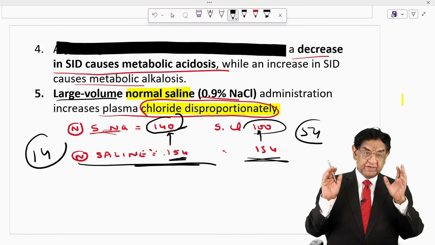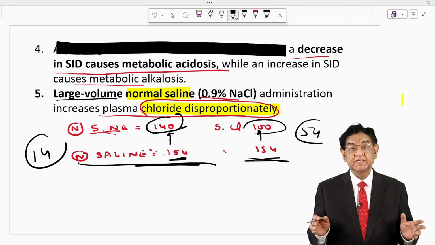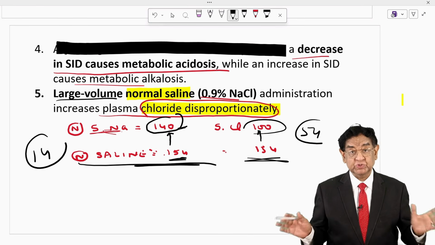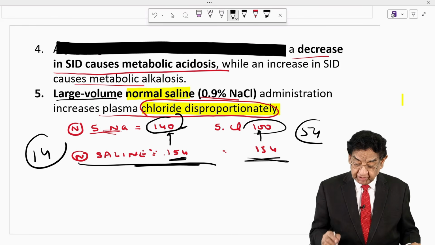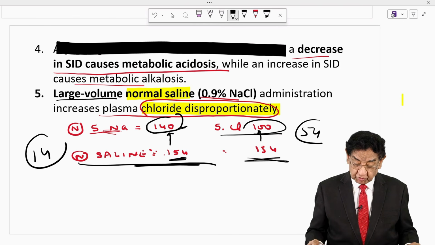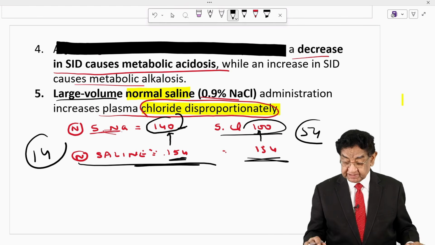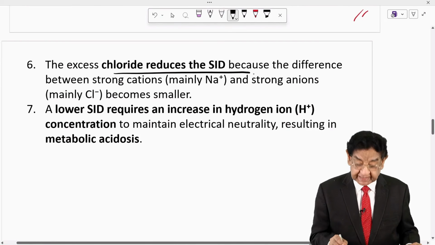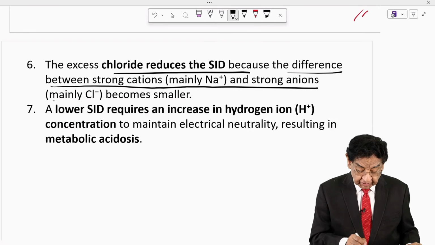So when we are giving normal saline, the amount of chloride entering the blood is much more as compared to sodium. Chloride value will change much more. The chloride level will increase, so that will definitely reduce the SID, causing metabolic acidosis. Excess chloride reduces the SID because the difference between strong cation and strong anion becomes smaller.